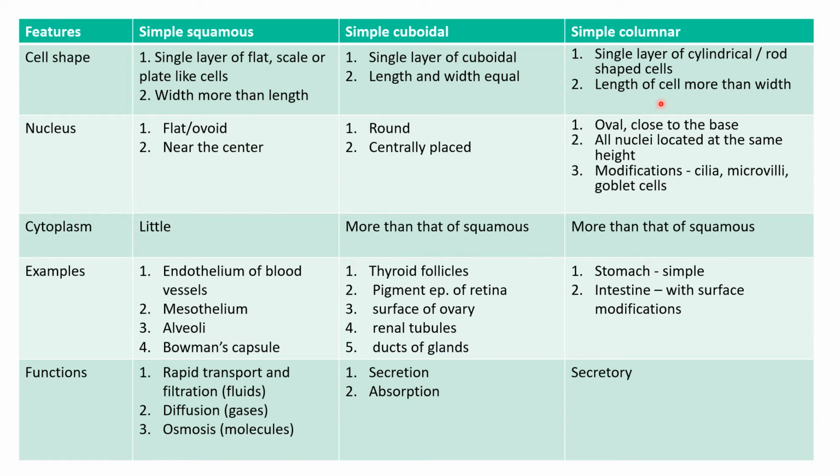Now coming to the simple columnar epithelium. It contains a single layer of cylindrical or rod-shaped cells. Length of cells is more than the width. The nucleus is oval and is close to the base. Another feature is that all the nuclei are located at the same height, and it can exhibit modifications like the cilia, the microvilli and goblet cells.